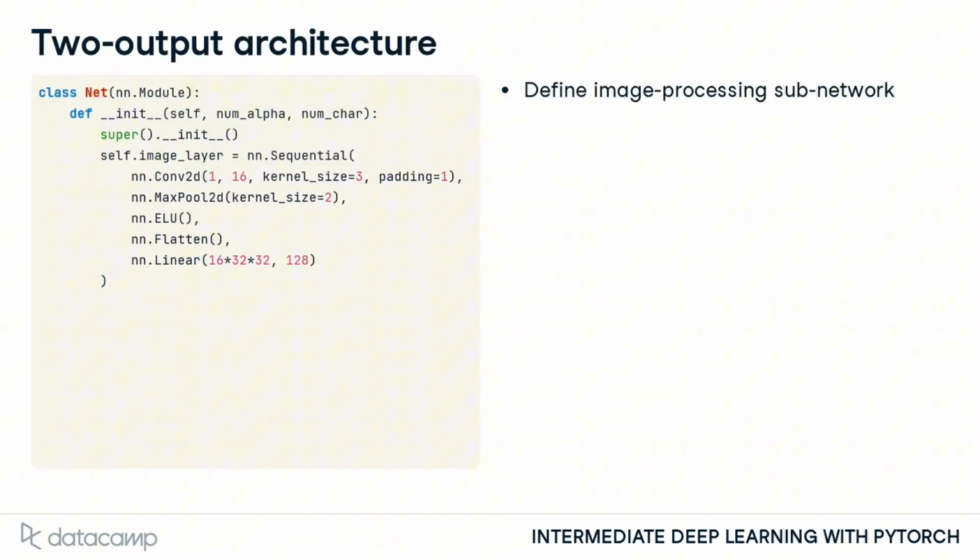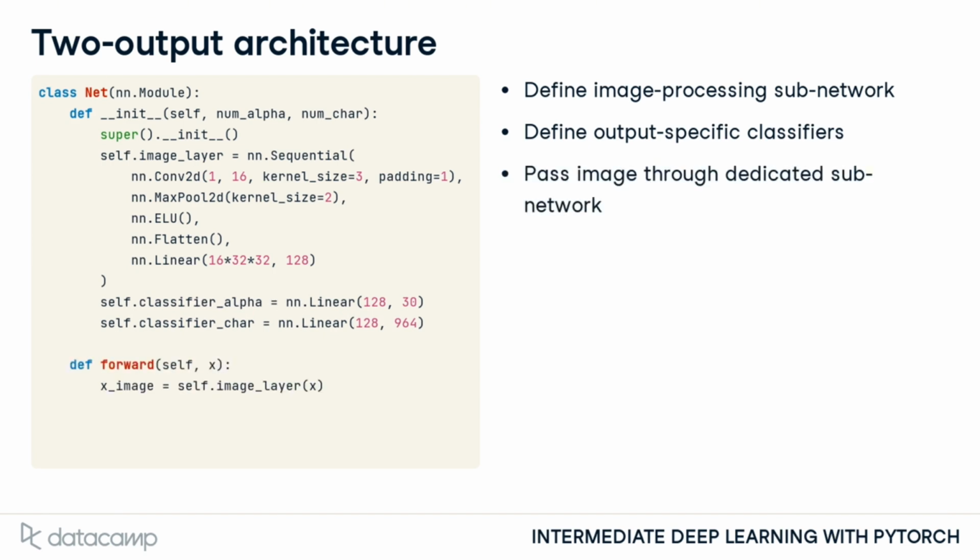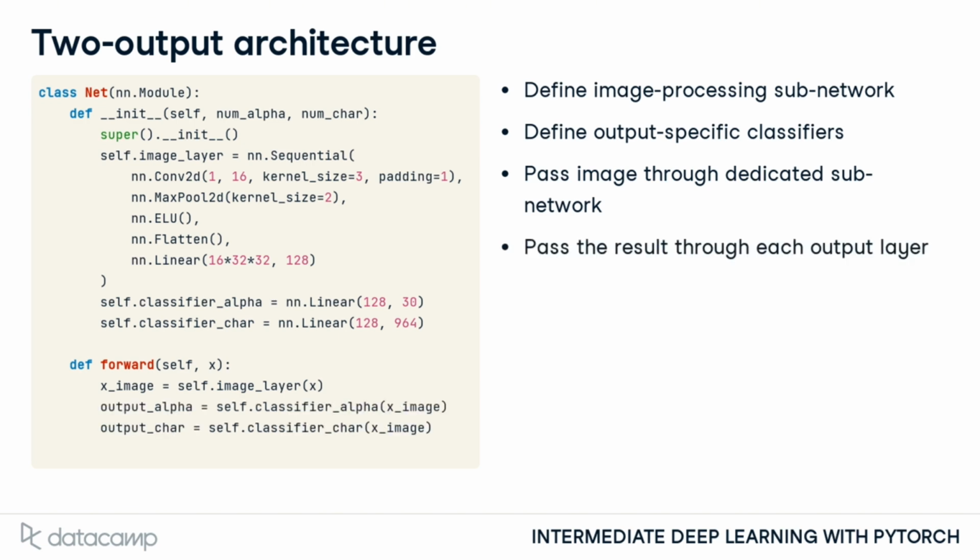We start with defining a subnetwork for processing the image identical to the one we used before. Then we define two classifier layers, one for each output, with the output shape corresponding to the number of alphabets, 30, and characters, 964, respectively. In the forward method, we first pass the image through its dedicated subnetwork, and then feed the results separately to each of the two classifiers. Finally, we return the two outputs.